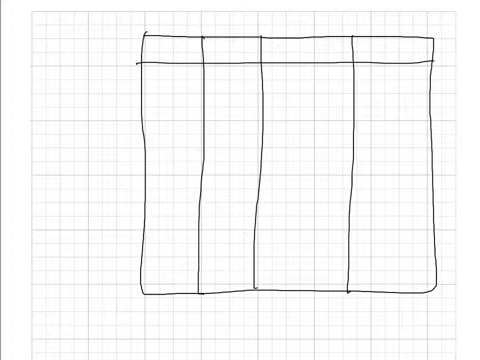And why don't we change colors here. This one length, this one width, this one here is perimeter, and this one here is area.